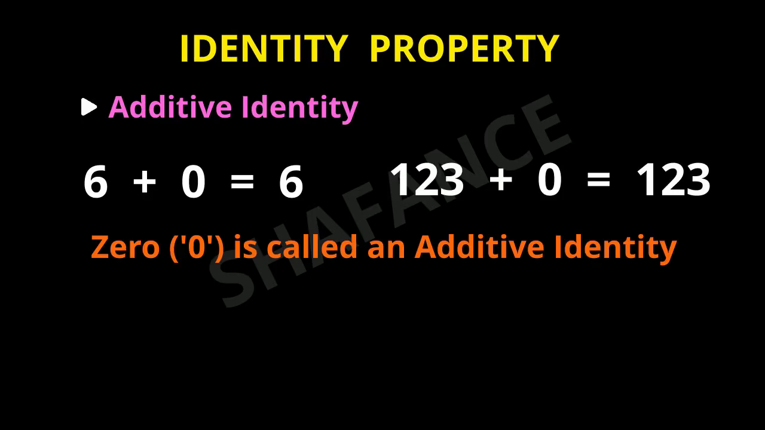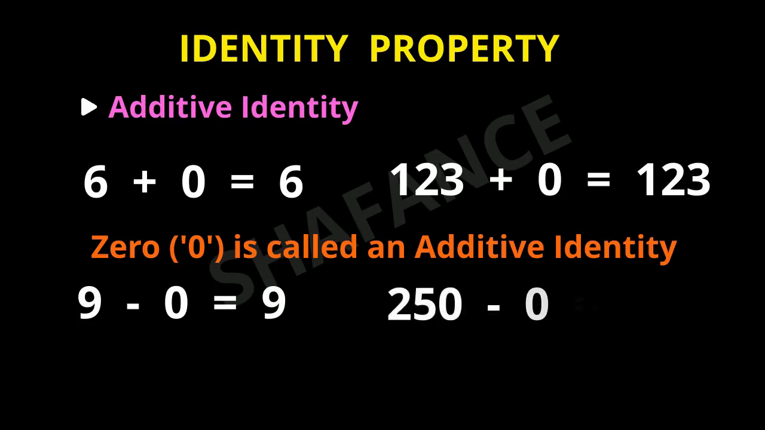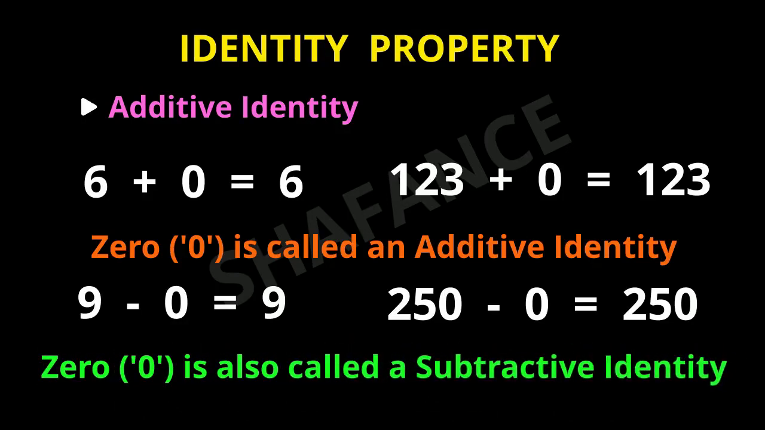And similarly, we can see this equation, 9 minus 0 is equal to 9. So when we are subtracting 0 from any number, we are getting the same number, that is 9. And one more equation, 250 minus 0 equal to 250. So similarly, in the subtraction case also, when we subtract 0 from any number, we get that same number. So 0 is also called subtractive identity, because when we subtract 0, we get the identical number.